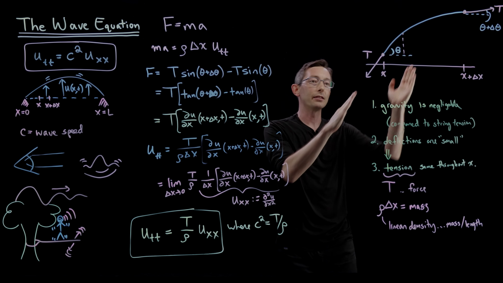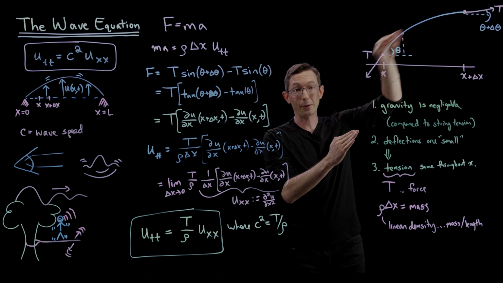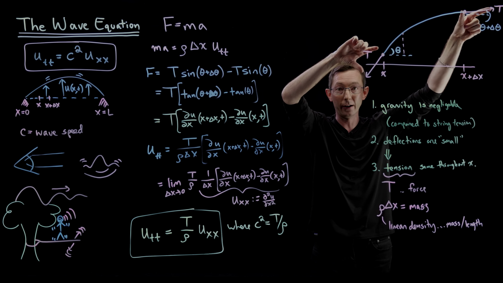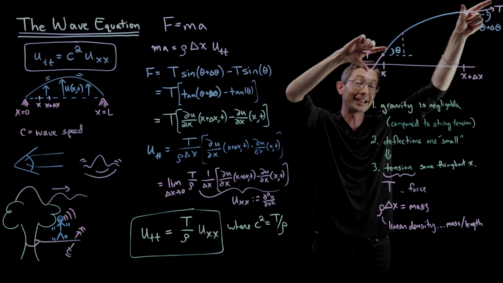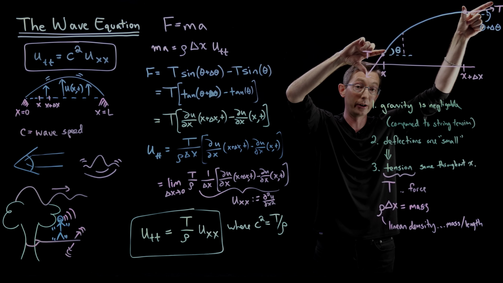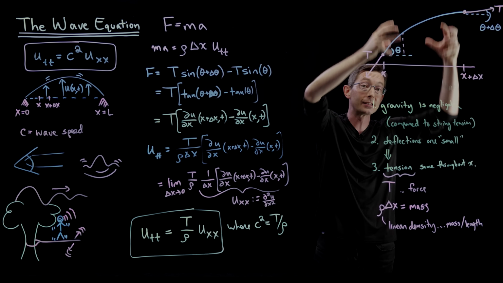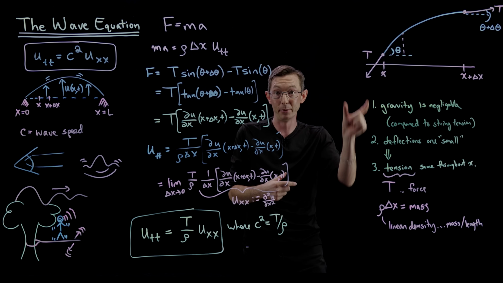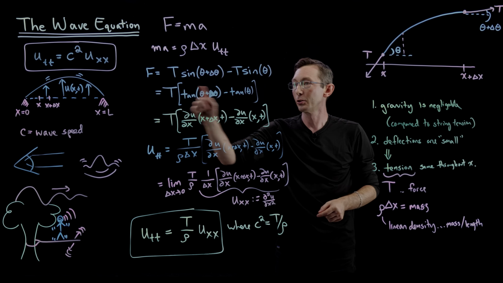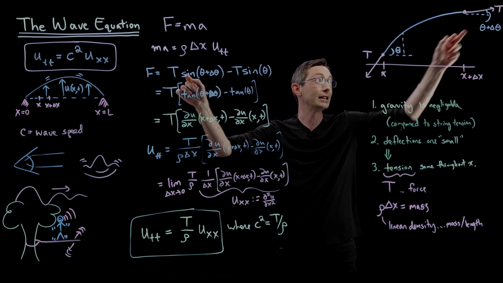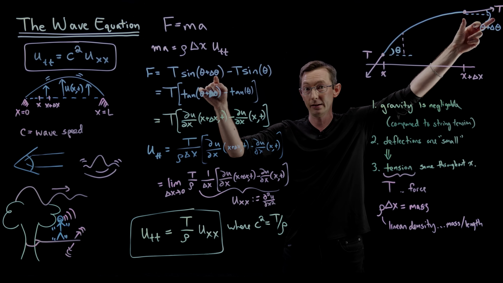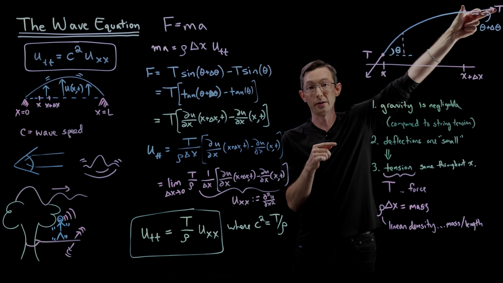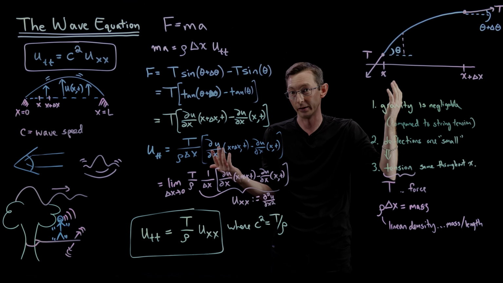The fact that the string is bending throughout this little delta x segment means that the vertical component of my force on the left side is not exactly equal to the vertical component of the force on my right side, and there is some net vertical force accelerating this little bit of string up and down. That net vertical force is given by T sine of theta plus delta theta, minus T sine theta: the vertical force on the right-hand side minus the vertical force on the left-hand side.